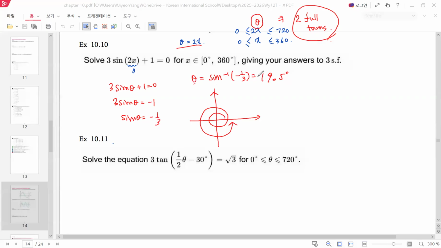Oh, actually it's negative, sorry, students. And since the sine value is negative, it means the signs are plus, plus, minus, minus. So you need to find the angle in the third quadrant and the fourth quadrant. And 2 full turns means there are going to be 2 angles in the third quadrant and 2 angles in the fourth quadrant. Do you understand? Okay.